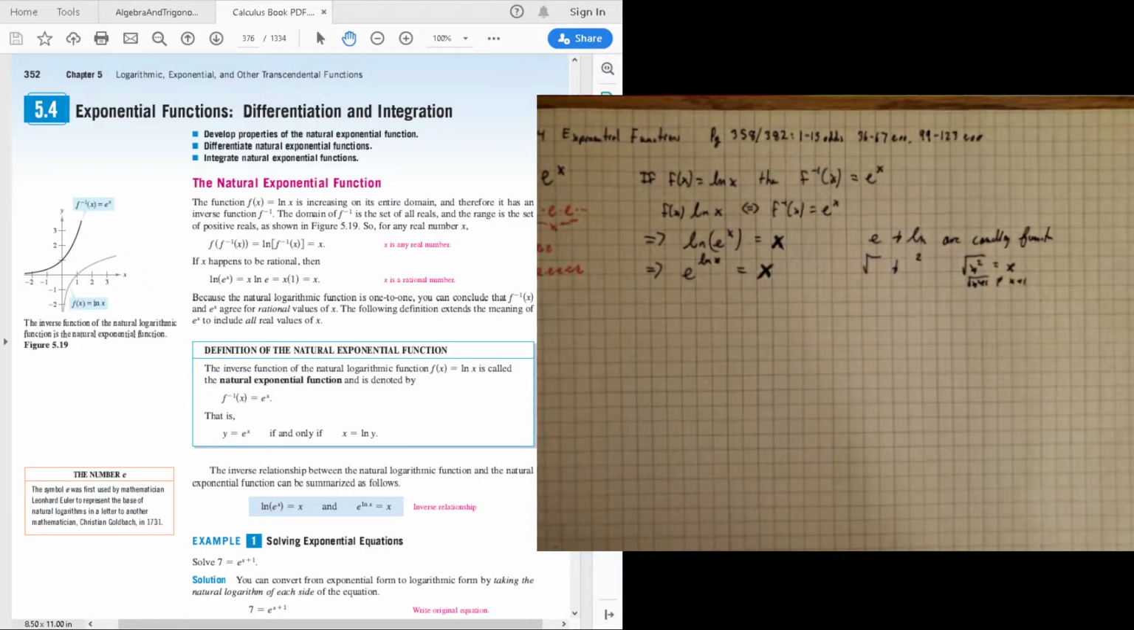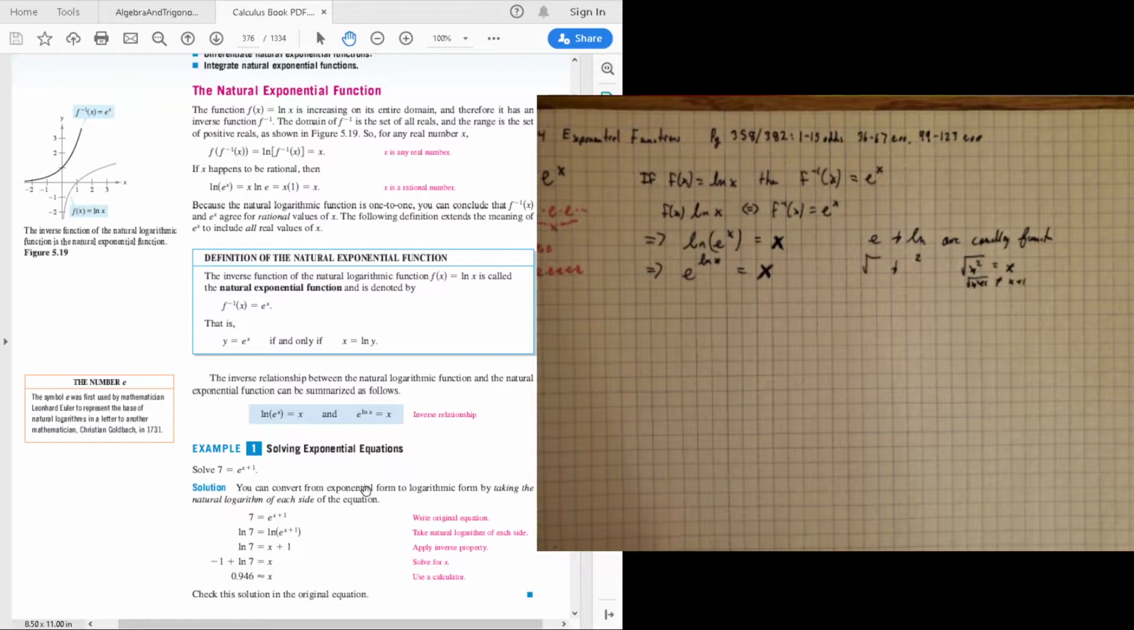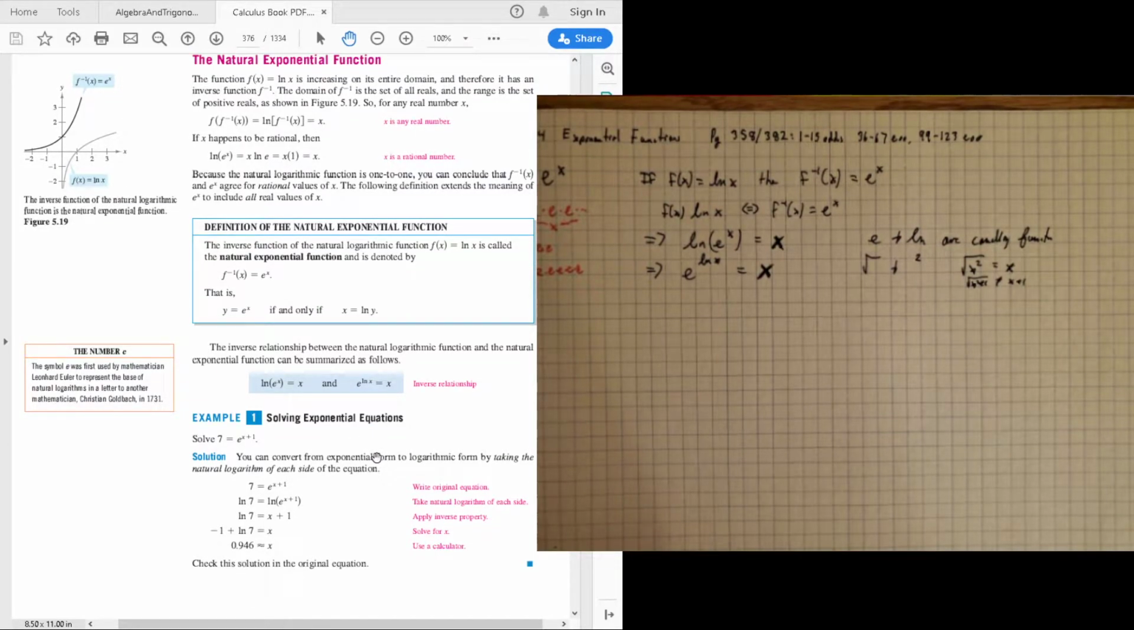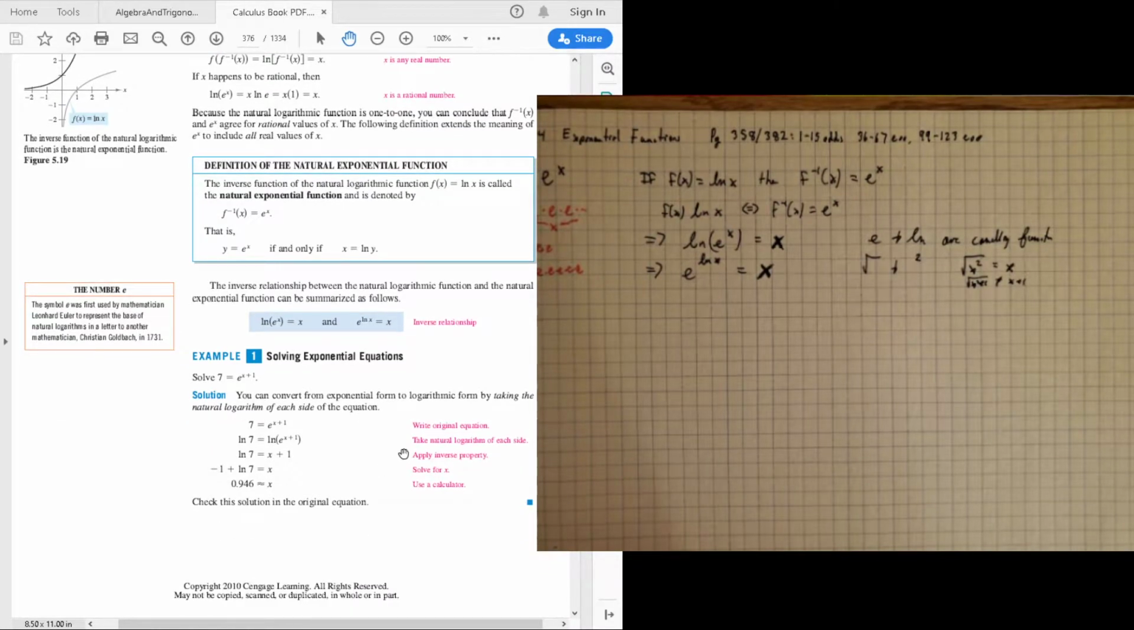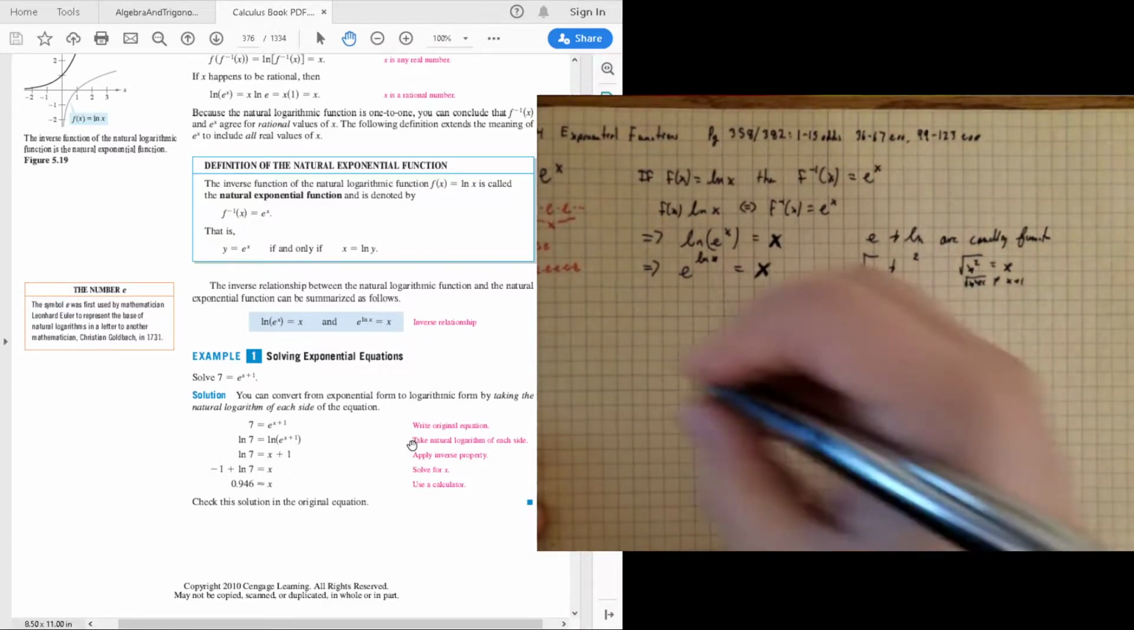So, this is that idea of an inverse relationship as dictated in our textbook, right here. Boom. They're naturally canceling functions. Because they're inverses, they have to cancel. Now, in case you're wondering, e is designated as a value. I believe it's 0.27178. And you can use e in a calculator just like anything else, just like you can use natural log. So one of the first things we need to talk about here is how to use e to solve an equation. So let's take a look at this first example.